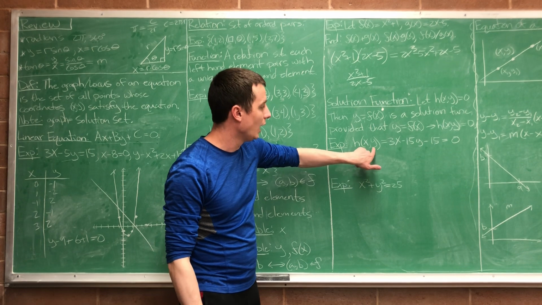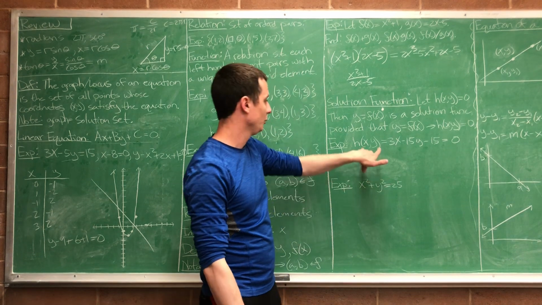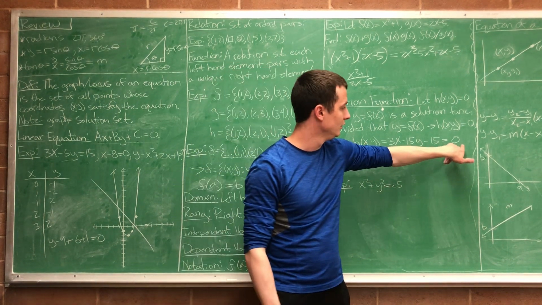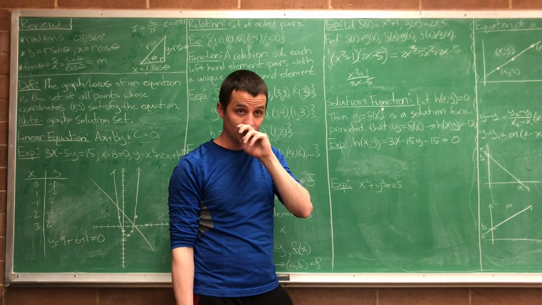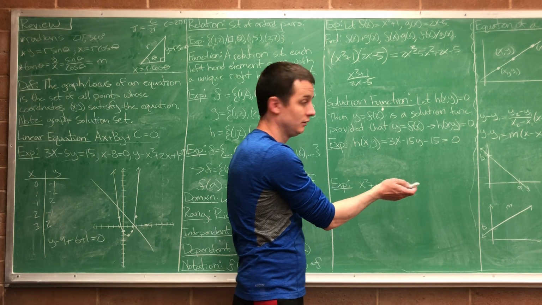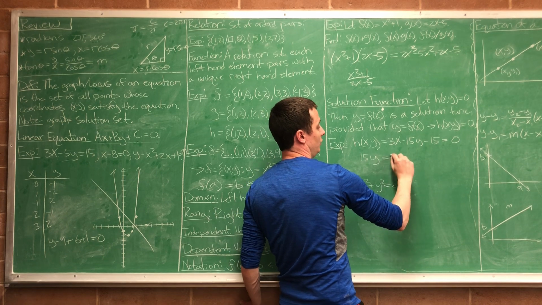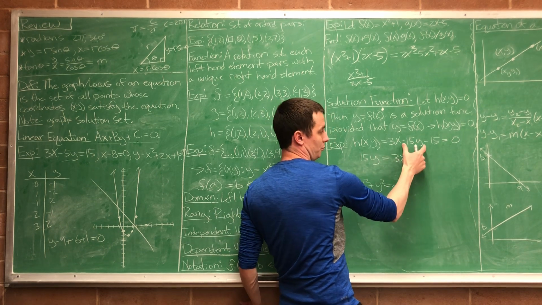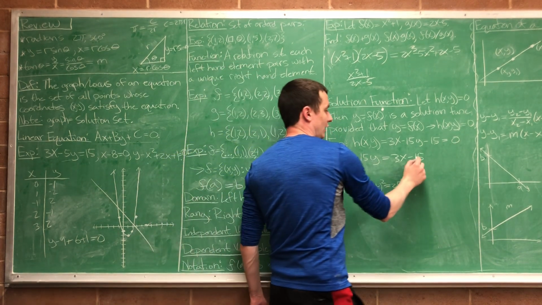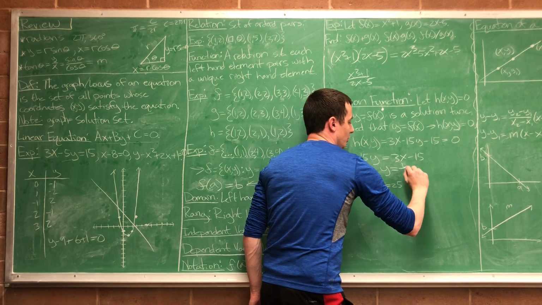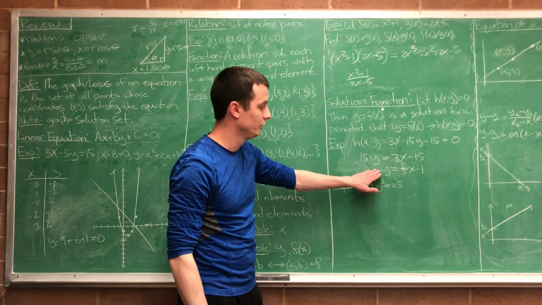So let h of x, y be the expression 3x minus 15y minus 15, and we'll set that equal to 0. So we have some expression in terms of x and y equal to 0. Here's the expression. You with me? Solve for y. I'm going to move y to the other side, so I get 15y is equal to 3x minus 15. I just added 15y to both sides of this equation. Divide both sides by 15, and we get y is equal to 1/5 x minus 1. There's our solution function.